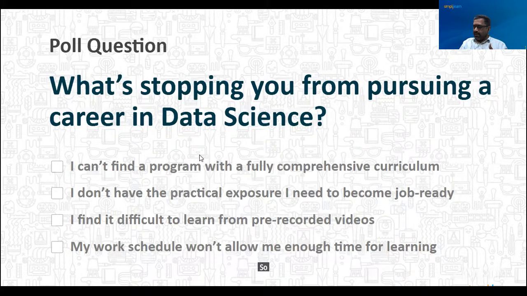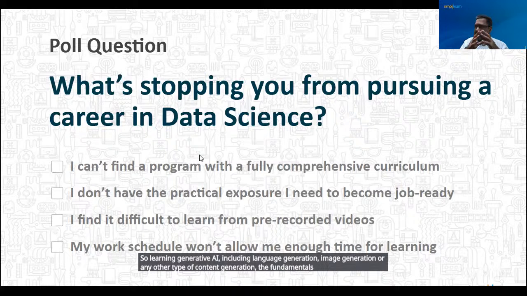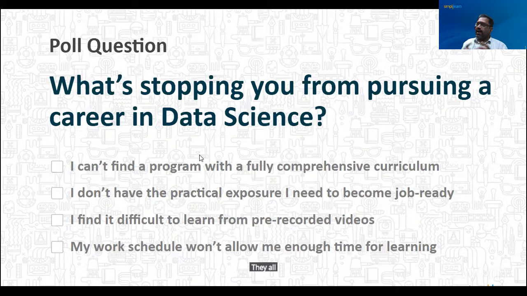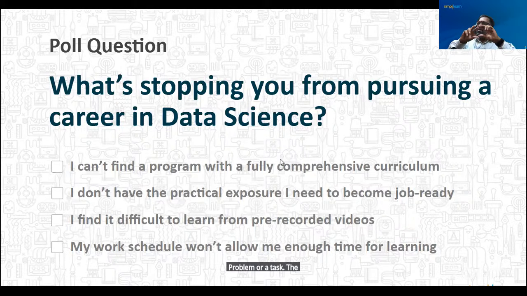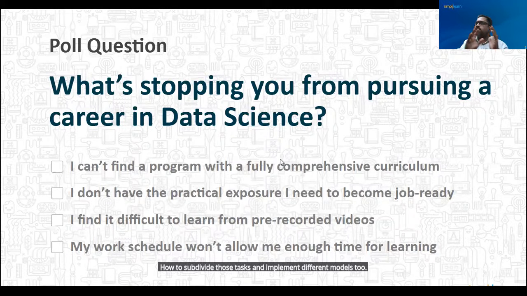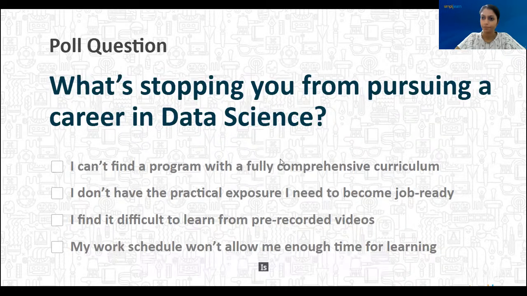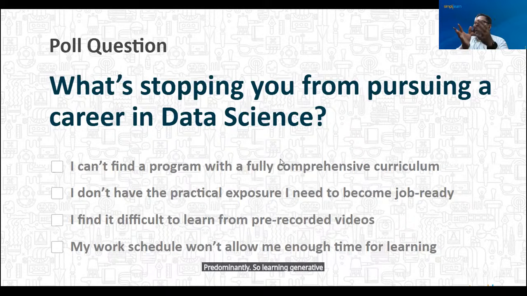So learning generative AI, including language generation, image generation, or any other type of content generation, the fundamentals of diffusion, fundamentals of transformers, they all will help in understanding adaptable AI systems or agents, basically. So understanding the agent framework, whatever problem you are solving. The larger problem, decision making, is a problem or a task. The task needs to be subdivided into multiple subtasks. How to subdivide those tasks and implement different models or agents to do that is something which will come in learning the foundational models. So that is the generative AI predominant. Learning generative AI will enable you towards the journey towards that.